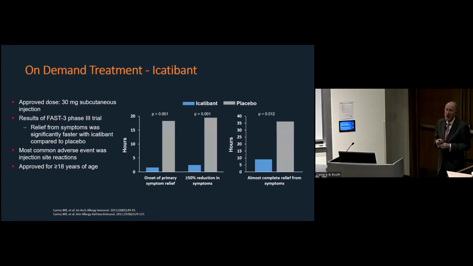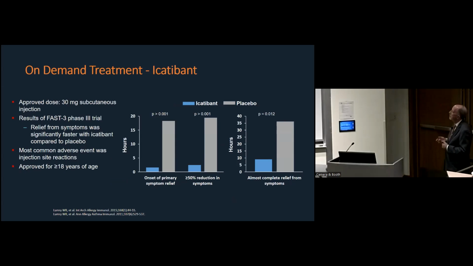It also proved the concept that if you block plasma kallikrein, you can stop hereditary angioedema. This is Kalbitor that says we did along with these other ones. And this is a subcutaneous injection. This is phase 3 trial data. Injection site reactions were the most common adverse event.